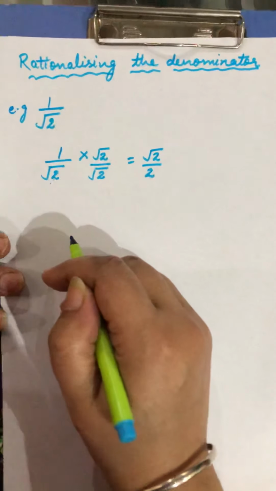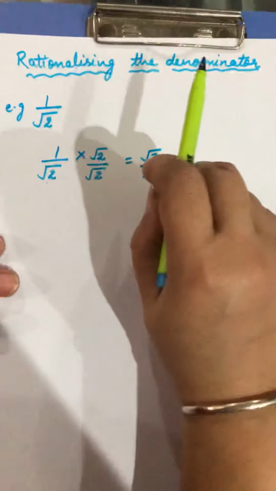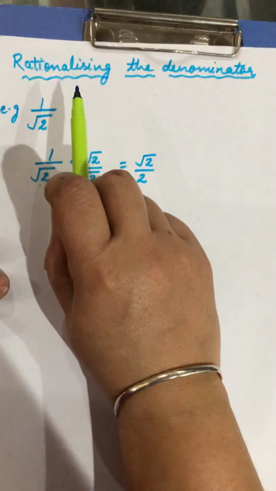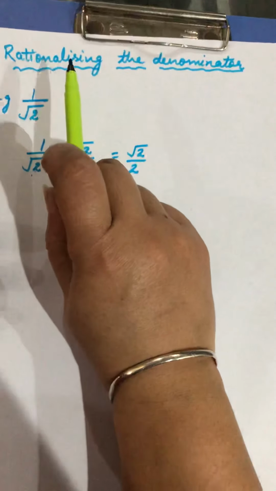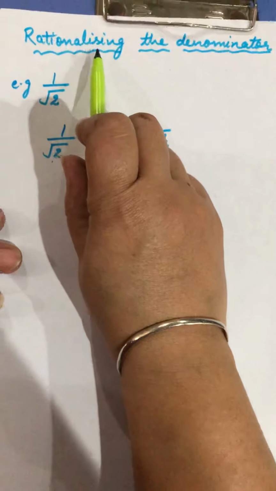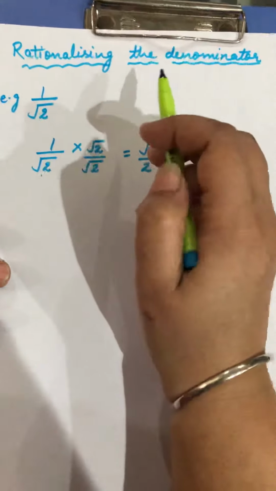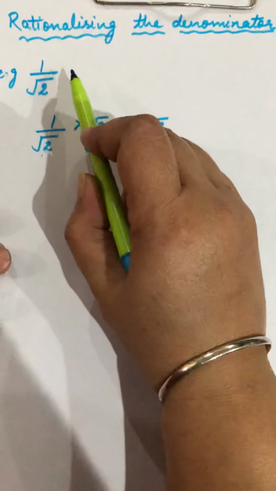Welcome back everyone. As we have completed exercise 1.5 questions 1 to 4, we have to start question number 5, and question number 5 is related to the topic rationalizing the denominator. How to rationalize the denominator and what is the need to rationalize the denominator.